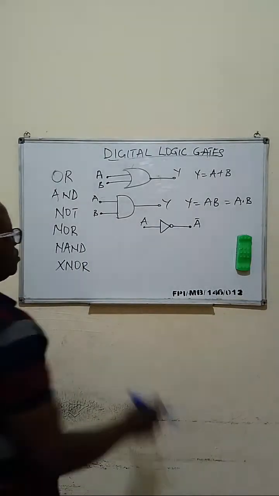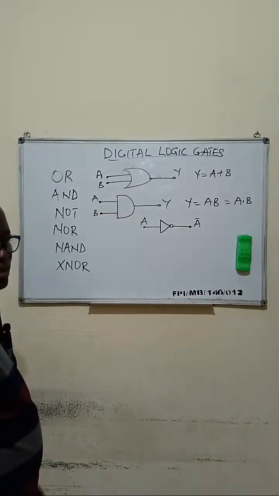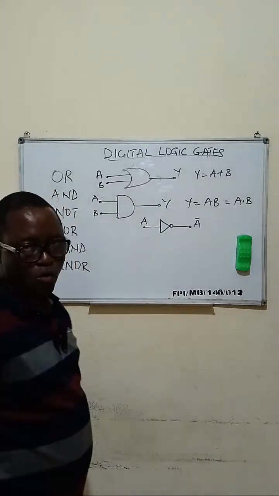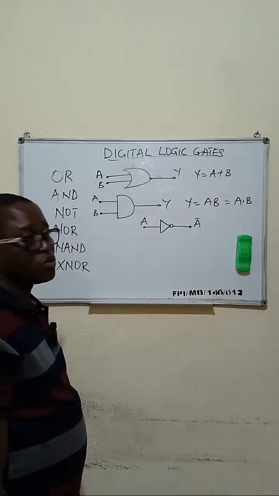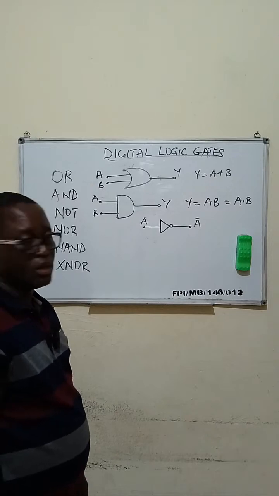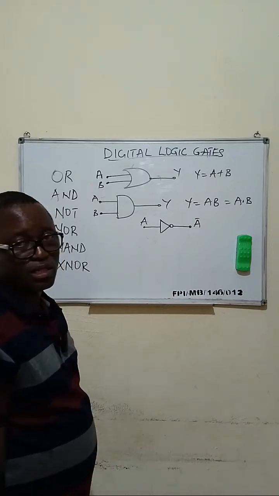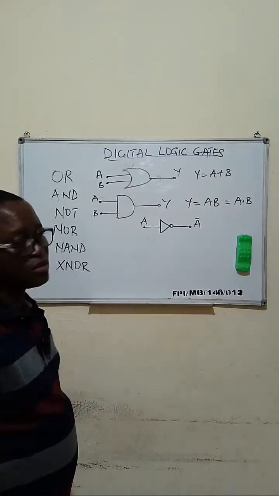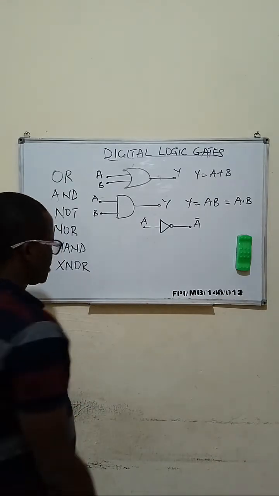Like you know, we have two states in digital logic circuits, 0 or 1, which actually are voltages. The 0 is about 3 volts or less, and the 1 represents 5 volts in digital circuits.